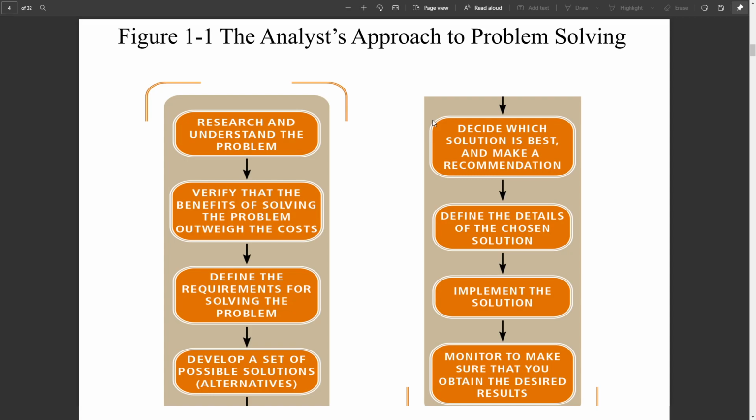So here we define the details of the chosen solution, and then we implement a solution. And right after it was implemented, it was deployed, then we monitor to make sure that you obtain the desired results. So iba pa to sa maintenance. Okay? So let's say after a year, ano bang nagbago sa sistema nila? Was it better? Was it better than before? Yung operations nila, mas gumanda ba? Mas lumaki ba yung revenue nila? Mas efficient ba yung pag-conduct nila ng business nila because of your system?